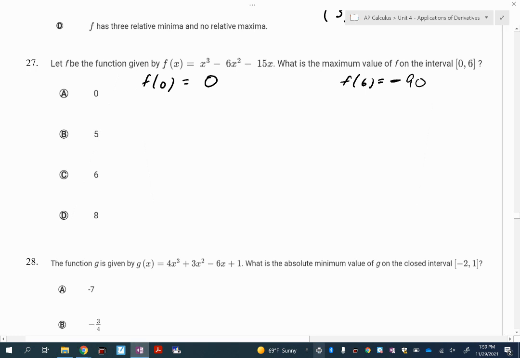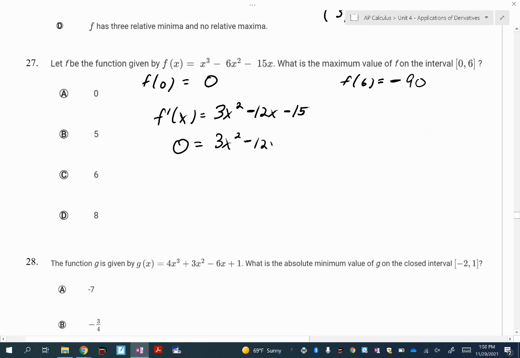Okay, so now I need to find the critical points. And if those happen to be in my interval of 0 to 6, then I'm going to plug those back into the original function. So find the derivative. I'm going to skip a step here of showing you that I'm finding the derivative. I'm just going to find it. 3x squared minus 12x minus 15. That's a quadratic trinomial. I don't have to worry about anything being undefined. So I just need to set it equal to 0 so I can factor it.